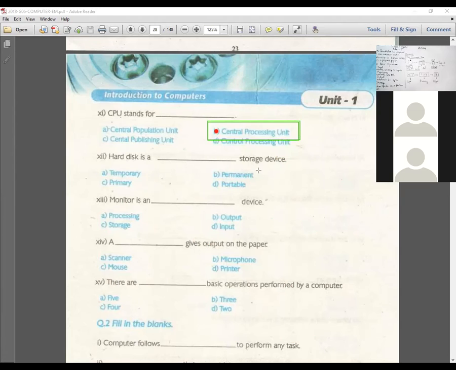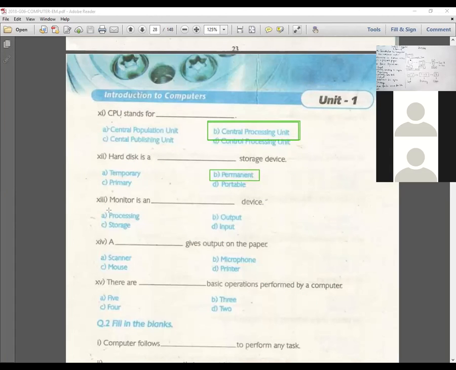Hard disk is a dash storage device. A, temporary; B, permanent; C, primary; and D, portable. So it is a permanent storage device. Hard disk is a permanent storage device. Question number 13. Monitor is a dash device. A, processing; B, storage; C, input; D, output. So the answer will be D, output.